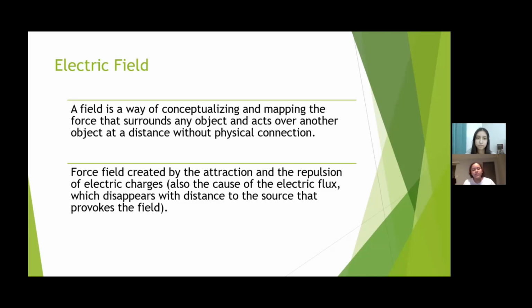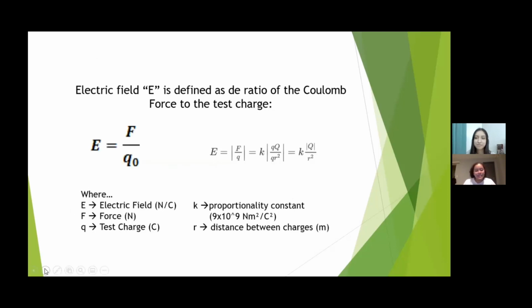But what happens with the flux? Well, the flux disappears with the distance to the source that provokes the field. The electric field E is defined as the ratio of the Coulomb force to the test charge, as we can see here in the formula. Besides it, it's literally the same, just expressed in a different way.